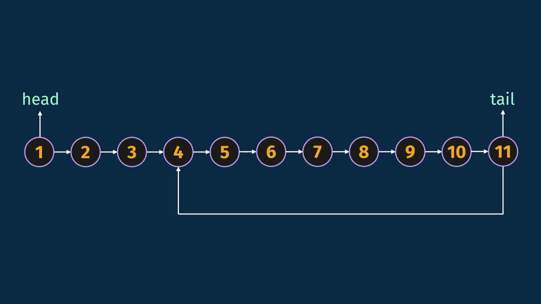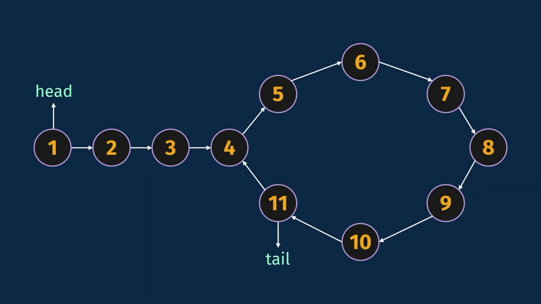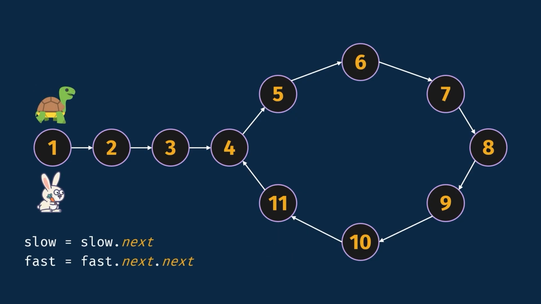To better understand the cycle, imagine visualizing it in a circular form. It becomes clear how the nodes loop back instead of terminating at null. We now place our tortoise and hare at the head of the list. The tortoise is the slow pointer. It moves one step at a time using slow = slow.next. The hare is the fast pointer. It moves 2 steps at a time using fast = fast.next.next.